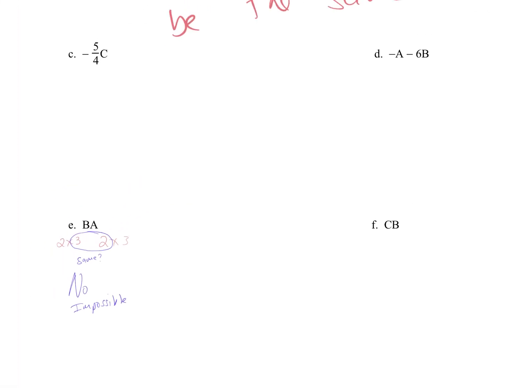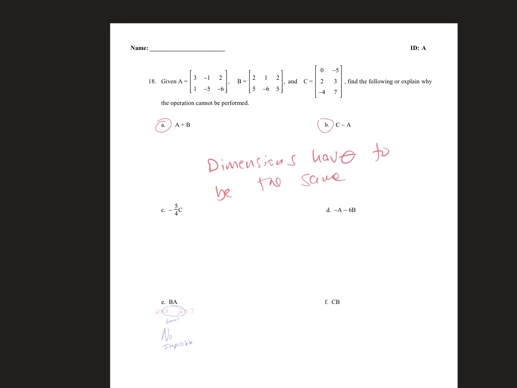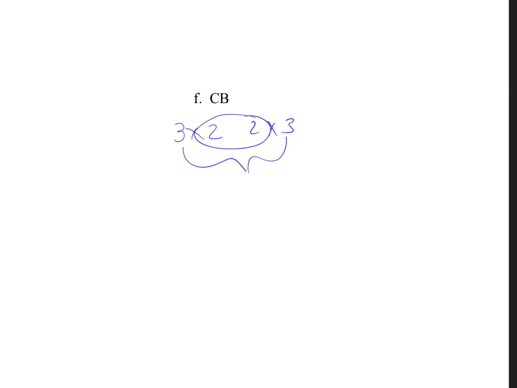All right, let's look at C times B. What are the dimensions of C? It's a 3 by 2. What are the dimensions of B? A 2 by 3. Are the dimensions in the middle here the same? Yes, that means you can multiply this. So this is going to end up being a 3 by 3. The bell's going to ring in 1 minute, so I'll finish this, and then I'll finish the last slide, and then I'll post this, okay?